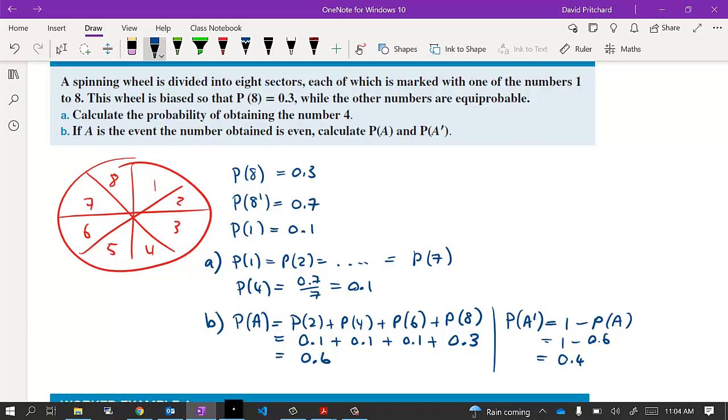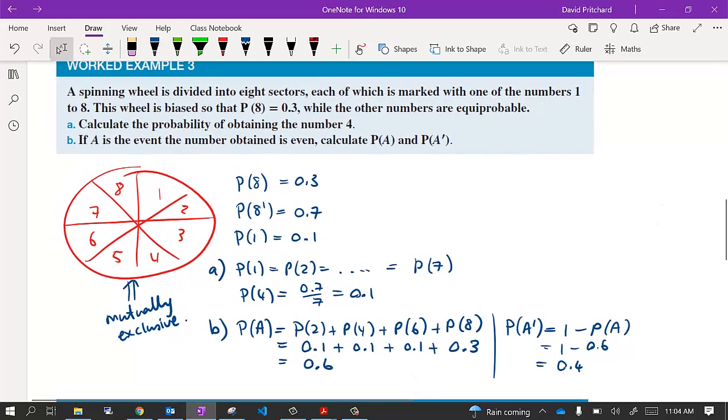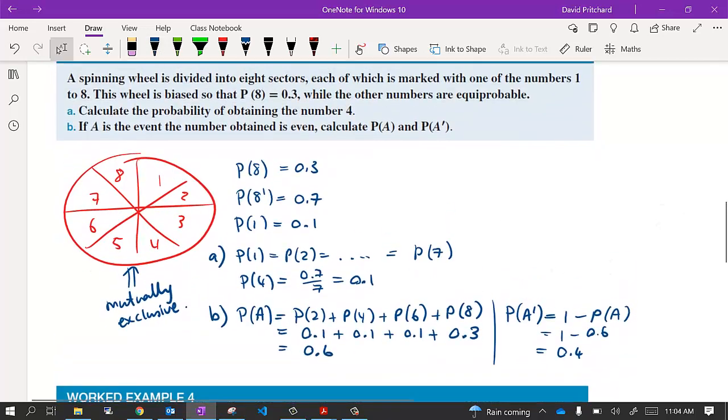Now, of course, we don't have to take into account those scenarios where it can be both one or the other, because these are mutually exclusive, and that means that they happen independently. So there's no crossover between any Venn diagrams that include even and odd. Right, so there's our first example.